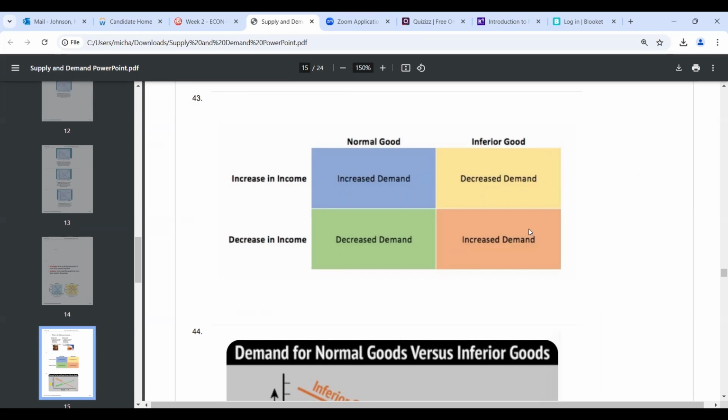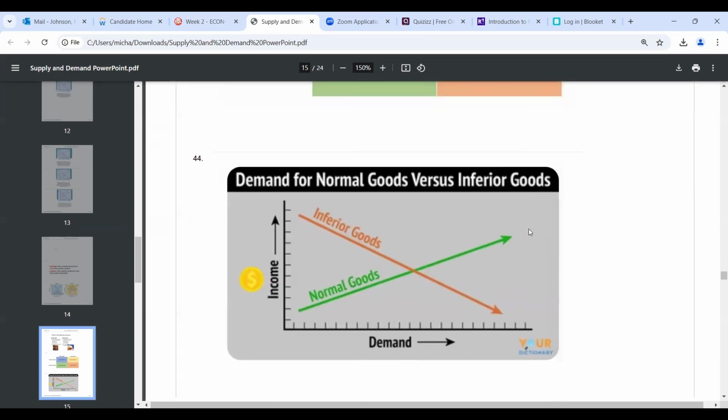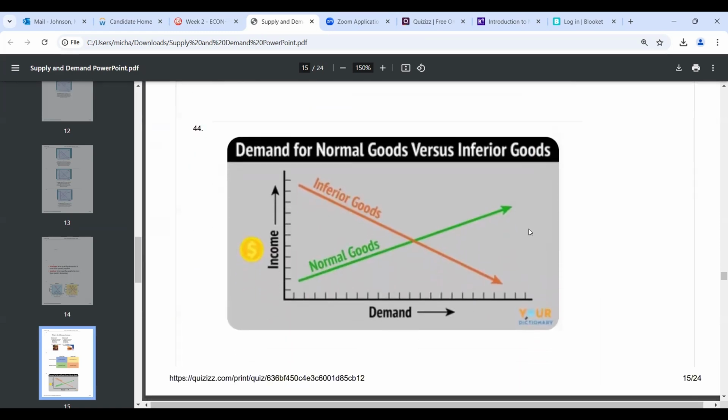So Kraft Dinner is a great example of an inferior good. If you have a lower income, if your income goes down, you're probably going to be more likely to buy Kraft Dinner, foods like that that are cheaper. So just to save money, right? And then this is a great graph here. Demand for normal goods versus inferior goods.